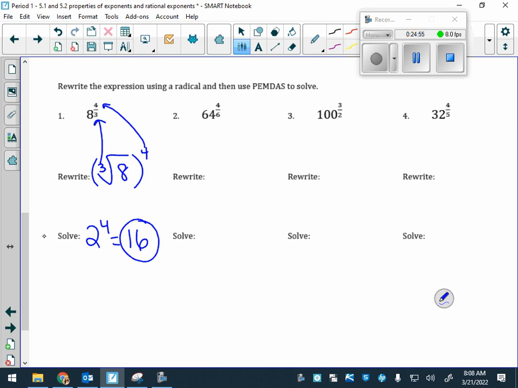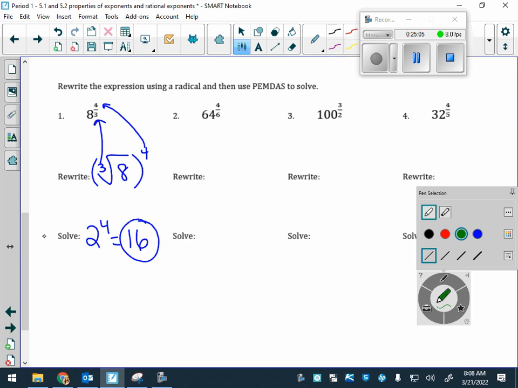what could we do first here? We have 64 to the 4th 6. Can that be simplified? Yeah. Okay, so if we have 64 to the 2/3, how would I rewrite that? All I did is we reduced the fraction. Yeah, Hannah.